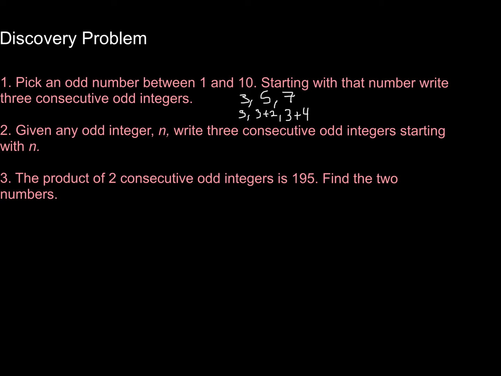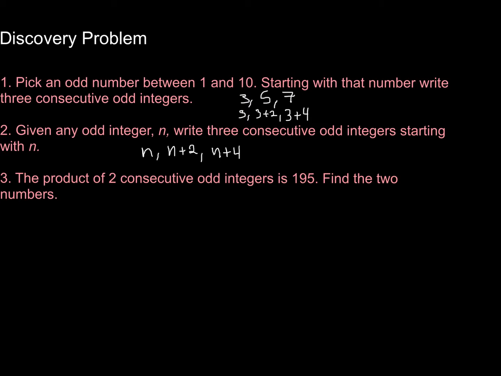Okay? And so it's important to notice, how did I actually construct those integers? Because if I start with an integer n, and it's an odd integer, the next odd integer is 2 more than n, or n plus 2. And the odd integer that comes after that will be 2 more again, which will be n plus 4.